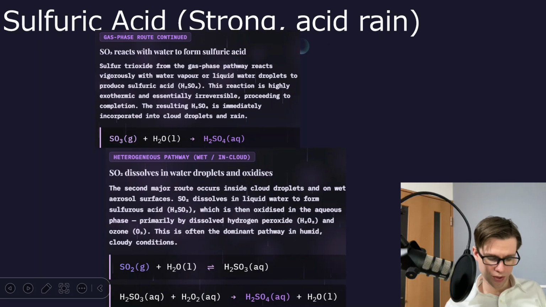Now, another issue is sometimes SO2 dissolves in water immediately before it is oxidized to SO3. This is the second sort of major route. The second major route occurs inside cloud droplets and on wet aerosol surfaces. SO2 dissolves in liquid water. So this time, SO2 plus H2O goes to H2SO3. Slightly different, the less oxidized sulfur version of a sulfur acid.